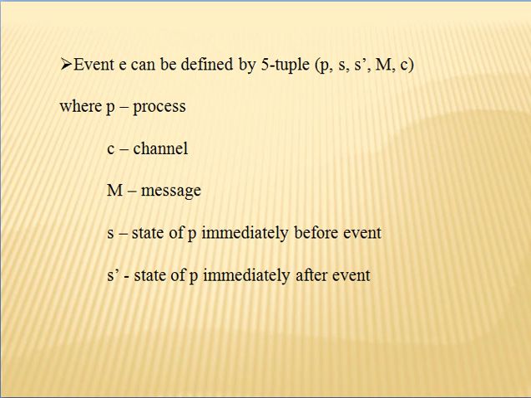Here the event E can be defined by a 5-tuple. It is not a derivation, it is a definition. P is the process, and C is the channel that connects one process from one system to another system, and M is the message that is flowing in the channel. S is the state of P immediately before the event happened, and S dash is the state of P immediately after the event.